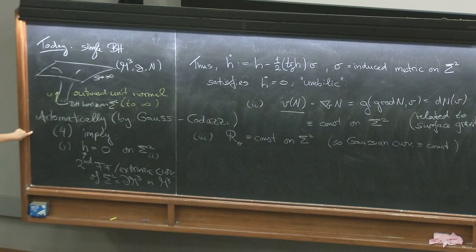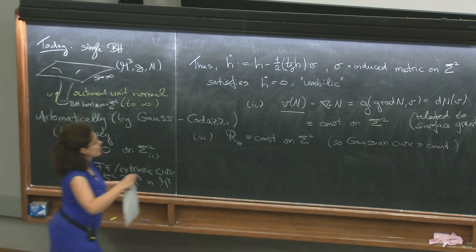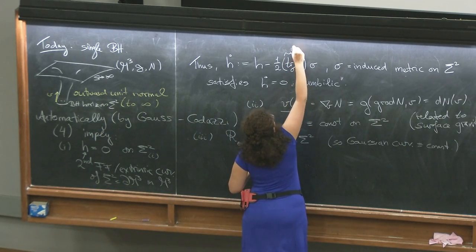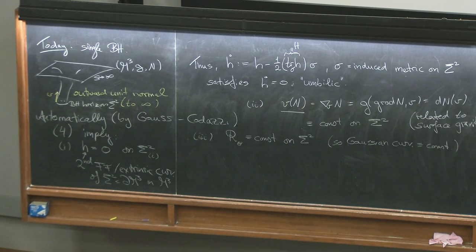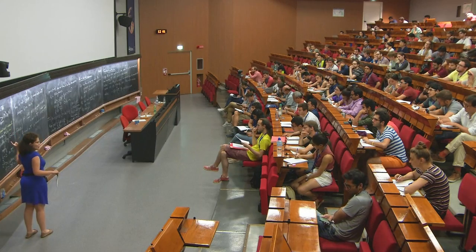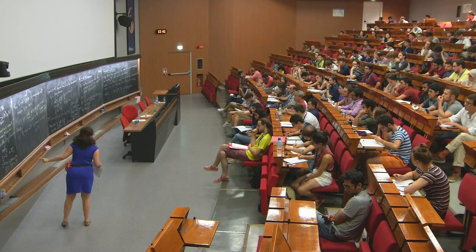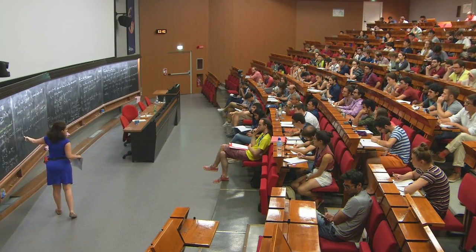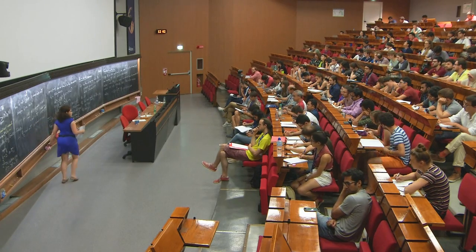Yes? We assume the mean curvature to be zero. Capital H. So this is the capital H, we assume to be zero. Okay, so we're assuming the mean curvature to be zero in order for it to be a horizon, so a minimal surface condition. And then we get for free that it's also umbilic from the static equations by Gauss-Codazzi. Okay? Pardon? This is R with an index sigma, yeah. Okay, we can rewrite it more freely. Thanks. More questions?